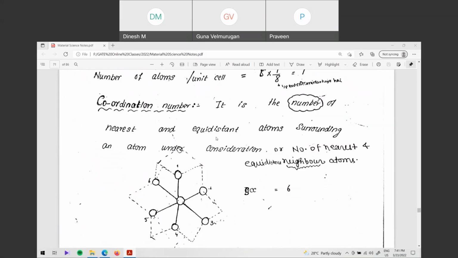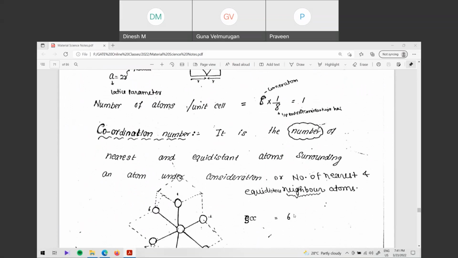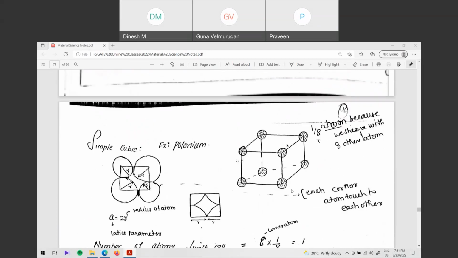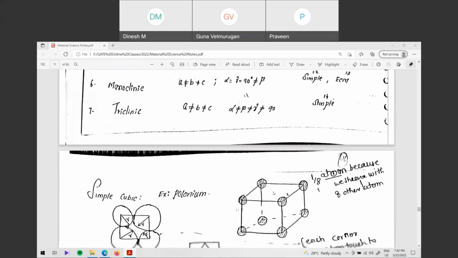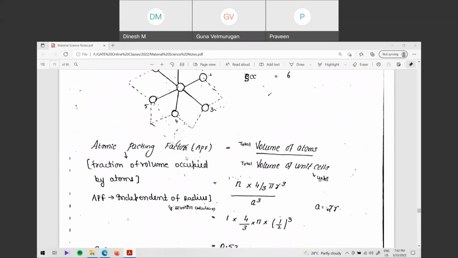In the case of simple cubic, you have 6 nearest atoms. Why? Because if you take this atom: 1, 2, negative 3, top 4, 5, bottom 6. Like that, you have 6 nearest atoms, because this is near, but this is not near, because this is a diagonal atom. For this atom, this is diagonal, right? Like that. And next is atomic packing factor.